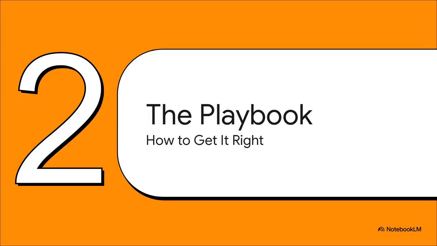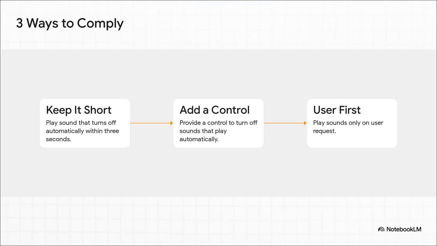Okay, so we've got the problem and we've got the rule. Now for the playbook. How do web developers and designers actually get this right and build a better experience for everybody? It really boils down to 3 simple ways to do this. First off, just keep your auto-playing sound under 3 seconds. Easy. Second, if it really has to be longer, just make sure you provide a clear, easy-to-find button to pause or stop it. And third, and this is really the best practice of all, just don't auto-play audio in the first place. Let the user choose to start the sound.